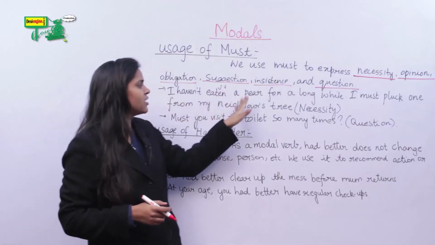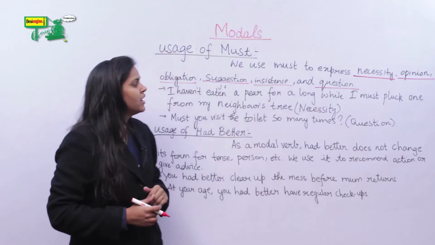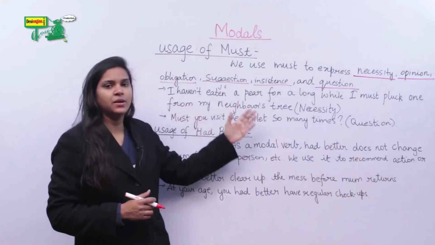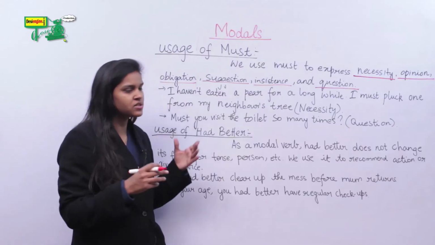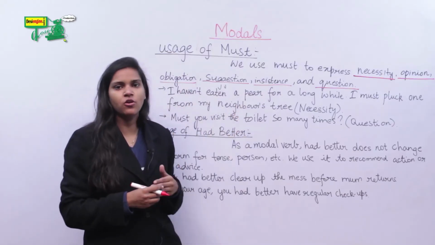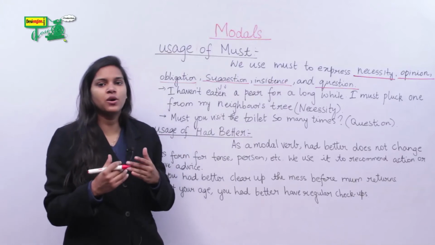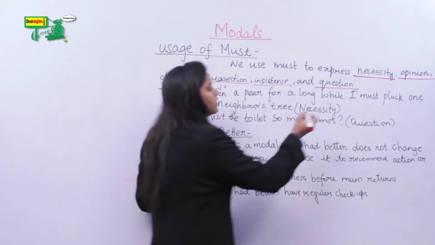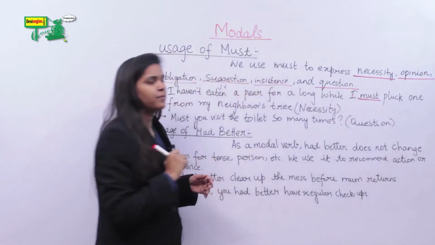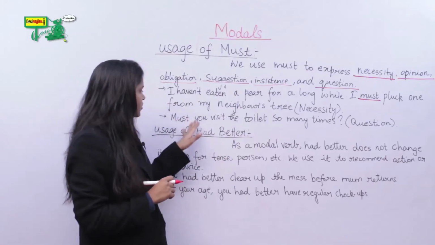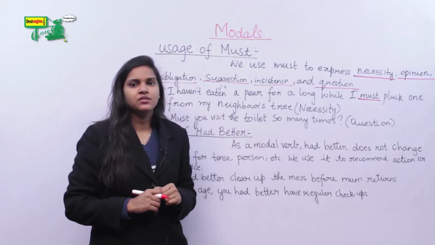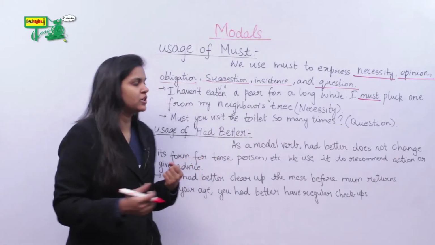I haven't eaten a pear for a long while. I must pluck one from my neighbor's tree. This is a sentence which denotes necessity because I haven't eaten a pear for a long while and that's why I must pluck one from my neighbor's tree. Must is a modal verb over here. Next sentence. Must you visit the toilet so many times? This is a sentence which suggests question.